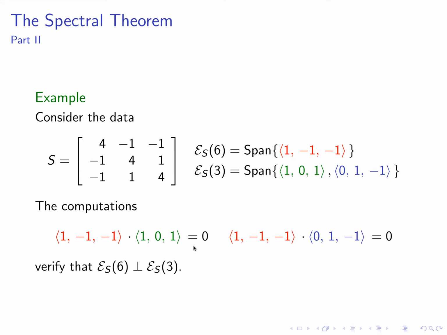So in particular, these calculations verify that the eigenspace of this matrix S for lambda equals 6 is indeed orthogonal to the eigenspace of S where lambda equals 3. And of course, this was expected, so this calculation was unnecessary because we know that S is real symmetric and therefore Hermitian, which means that part 2 of the spectral theorem applies to this matrix. So before we even did these dot products, we knew that these two eigenspaces would be orthogonal to one another because this is an example of a Hermitian matrix.